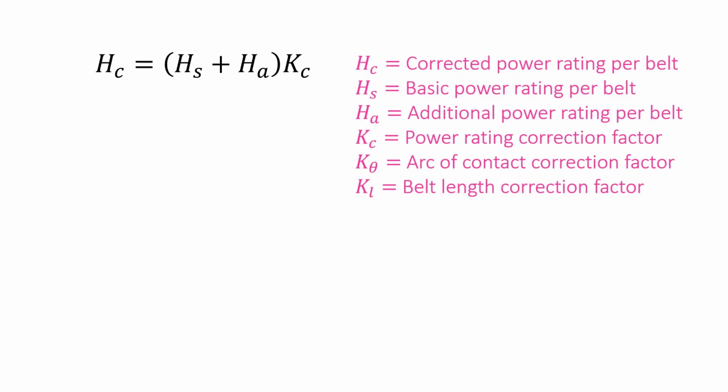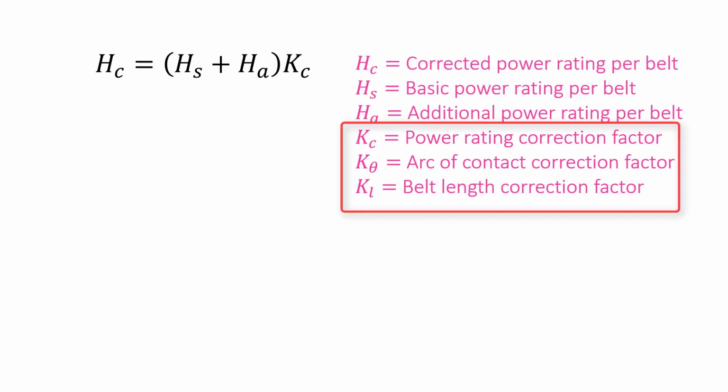Okay, if you look into this equation, HC is equal to HS plus HA times KC. We already got the values of our HS and HA. The next move is to find the KC. KC is the power rating correction factor. KC is equal to K theta times KL, where K theta is the arc of contact correction factor and KL is the belt length correction factor. We can get the K theta value from table 16 on page 4.